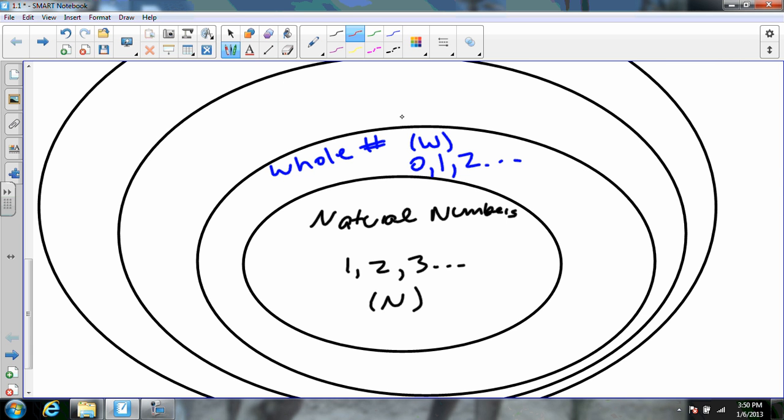Up next we have integers, which encompasses the whole and the natural numbers, as well as negatives. And it's notated by the letter Z.